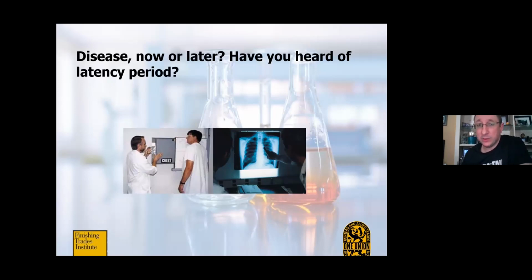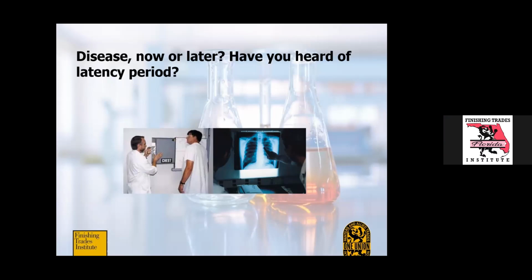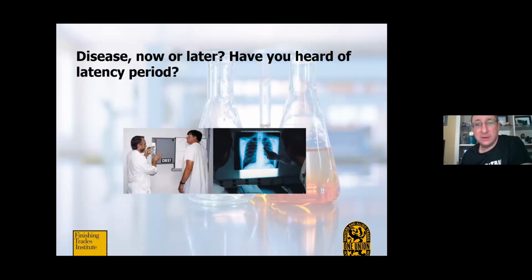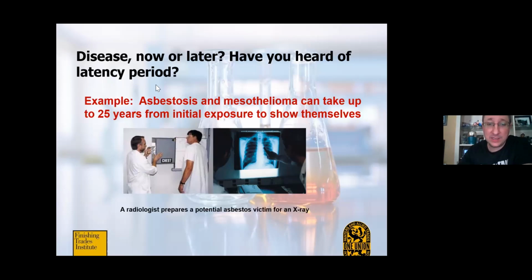The term latency period, what does this mean? The period of time from when it hits your bloodstream to when you start to notice damage. Good. Latency period, and we typically use it with chronic diseases. So it's the time from first dose to onset of disease. One of the examples we always give is asbestosis or mesothelioma, which is the very specific lung cancer of the pleural lining of the lung caused by asbestos, and it can take up to 25 years.